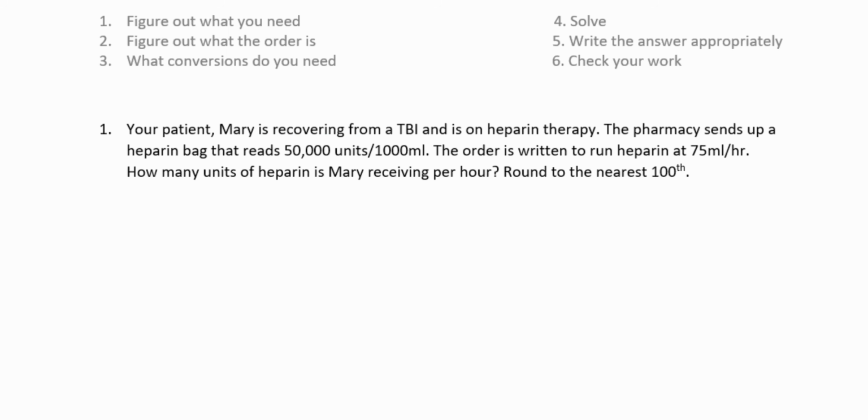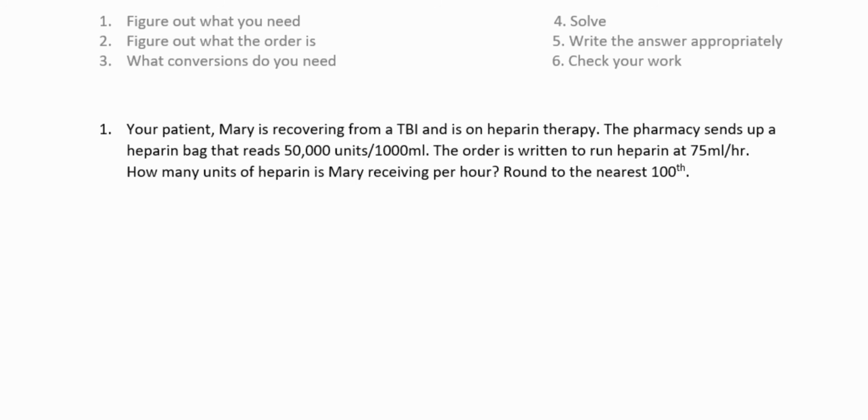Okay, now let's go through how we would solve for heparin problems. Now, your patient Mary is recovering from a TBI and is on heparin therapy. The pharmacy sends up a heparin bag that reads 50,000 units per 1,000 mLs. The order is written to run heparin at 75 milliliters per hour. How many units of heparin is Mary receiving per hour? Round to the nearest hundredth.